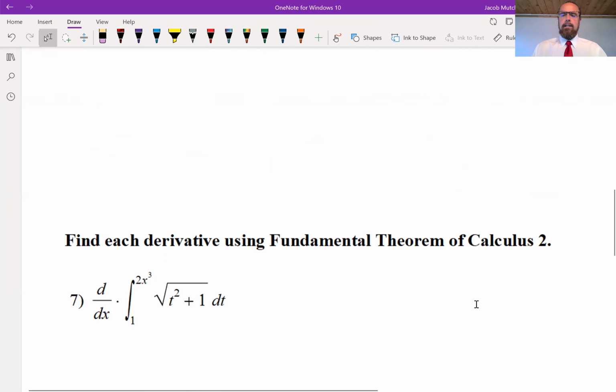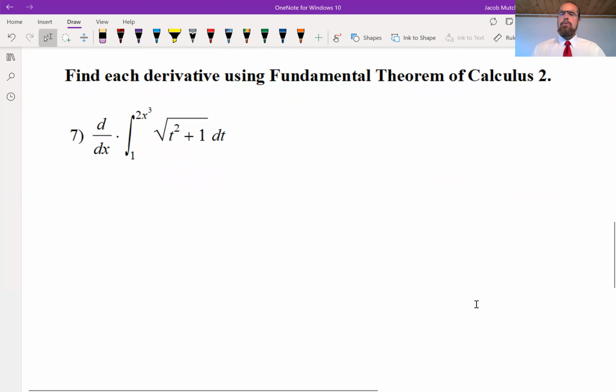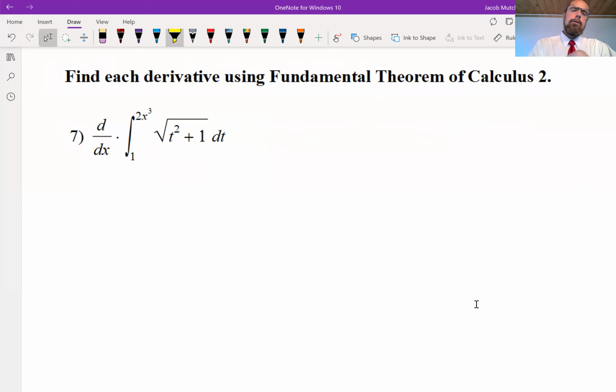Let's take a look at an example that does require us to use the chain rule as well. So here I've got the derivative d dx of the integration from 1 to 2x cubed. Initially I noticed that this upper limit of integration is really another function. So I have to deal with that, and that's why we have to use the chain rule here, of the function square root of t squared plus 1 dt.